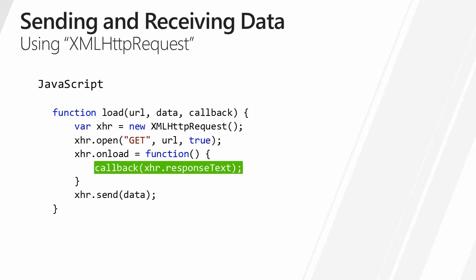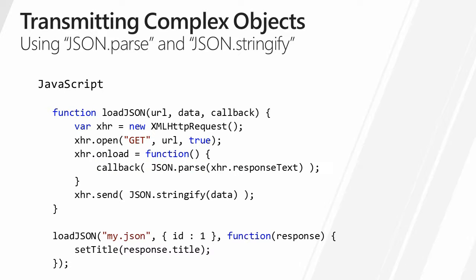Now this is great, but it only allows me to pass strings back and forth between my server. Often I'm going to have much more complex information, and it'd be great if I could pass full-fledged JavaScript objects back and forth. Well, in fact, I can using the JSON APIs, JSON.parse and JSON.stringify. So what I have here is an example slightly modified where I've created a loadJSON example instead of just a load. The intent is that I would provide a JavaScript object as the data and then provide the JavaScript object from the response back to the callback.